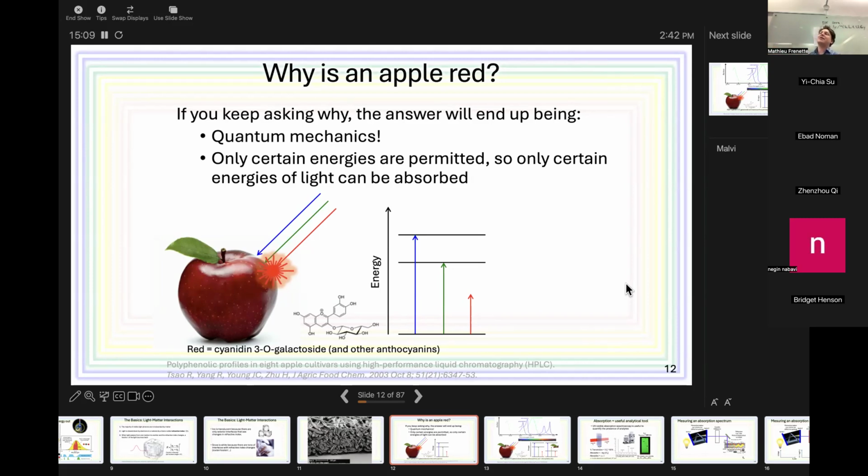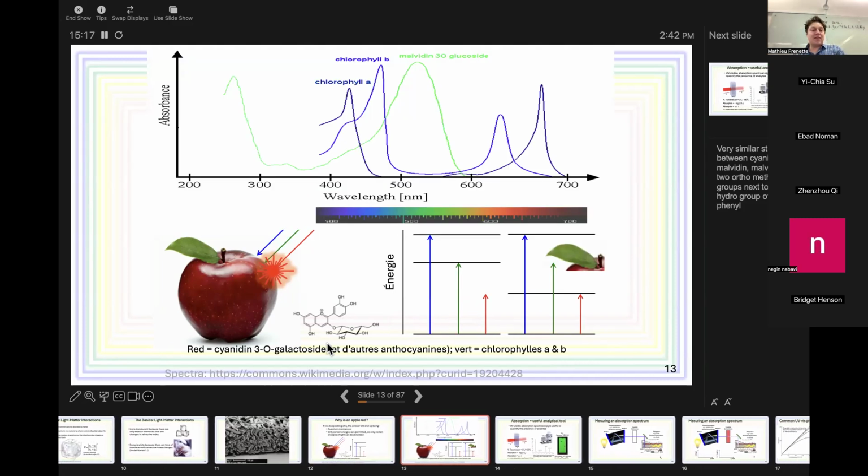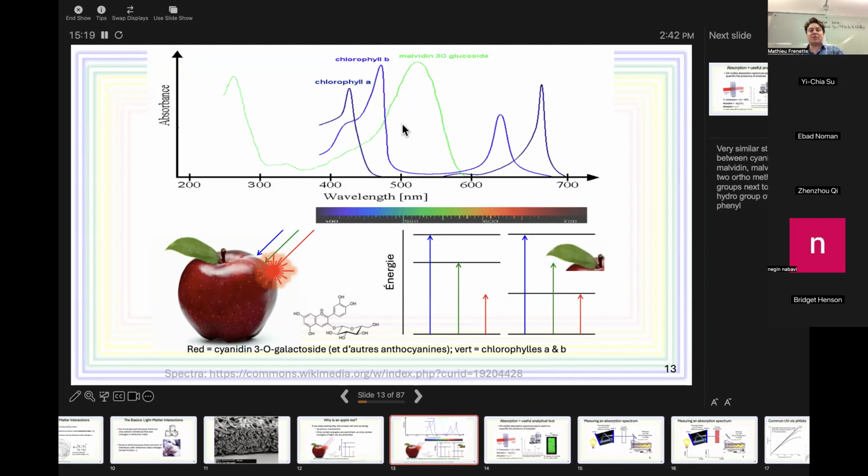But then why does it absorb green and blue light and not red? Well, it's because it has pigments inside. And those pigments are like this one, cyanidin. And that molecule, if you take the UV-vis spectrum of it, you see that it absorbs in the 450 nanometer region, in the 500 nanometer region, but it doesn't absorb in the 600 nanometer red region. So that's why this molecule here looks red.